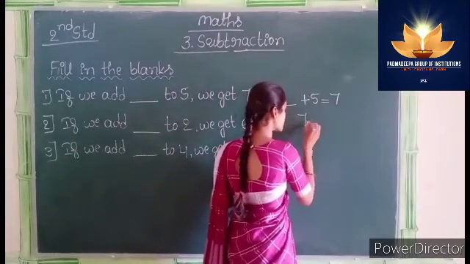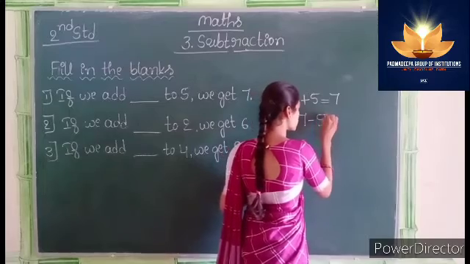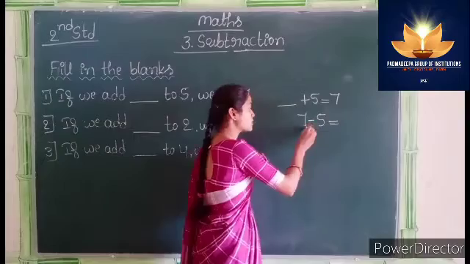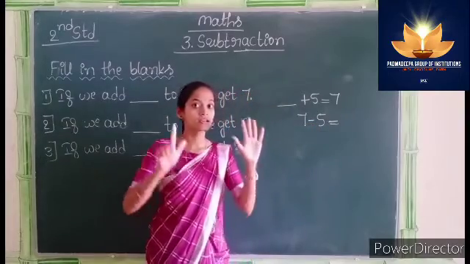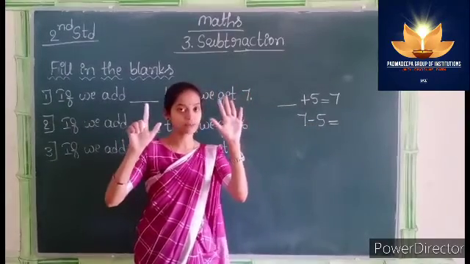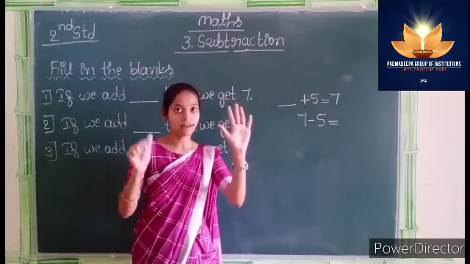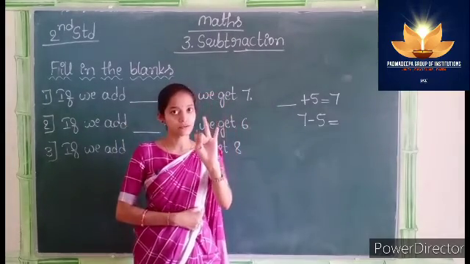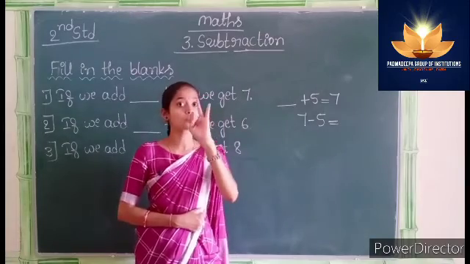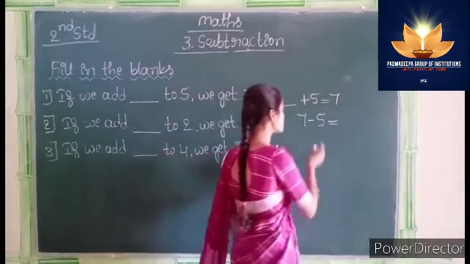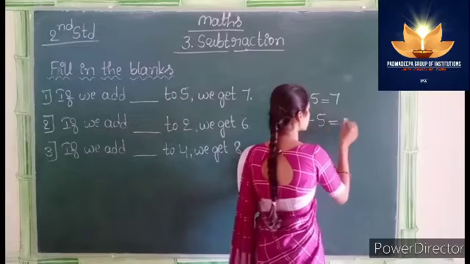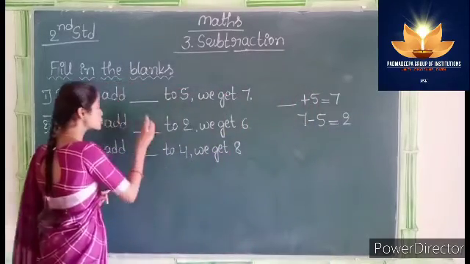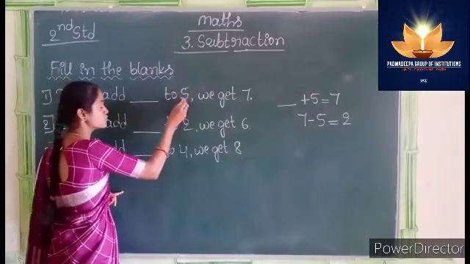We have to use the inverse method for this equation. That means 7 minus 5 is equal to. Subtract this 5 from this 7. 7. We have to subtract 5. 1, 2, 3, 4, 5. How much do we get? 2. So, 7 minus 5 is 2. So 2 should be added to 5.